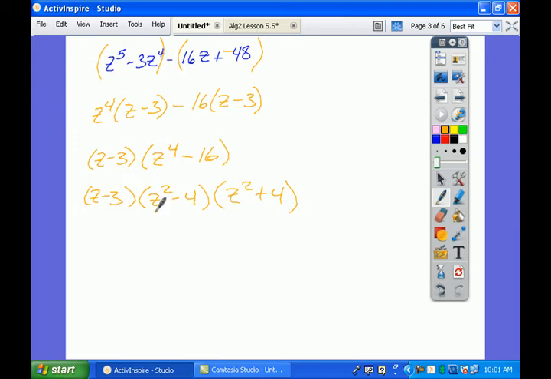But we're not done yet, because z squared minus 4 also factors. So we have to factor that. So z minus 3, z squared minus 4 factors to z minus 2, z plus 2, and then this is z squared plus 4. Okay. Z squared plus 4 does not factor any farther. Right? This piece does not factor any farther. So we're done there.